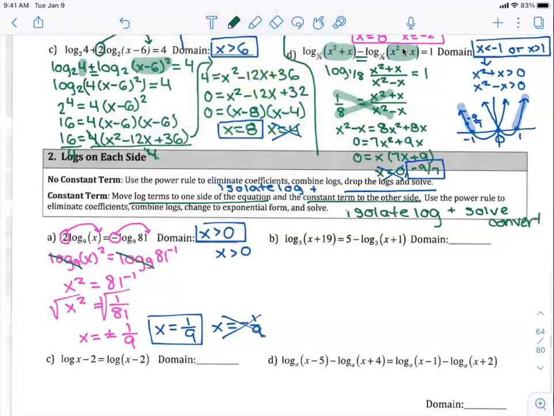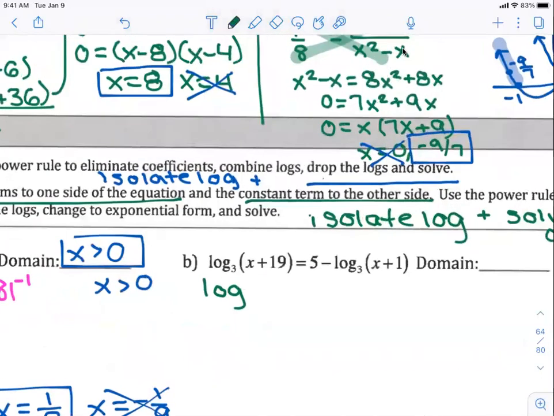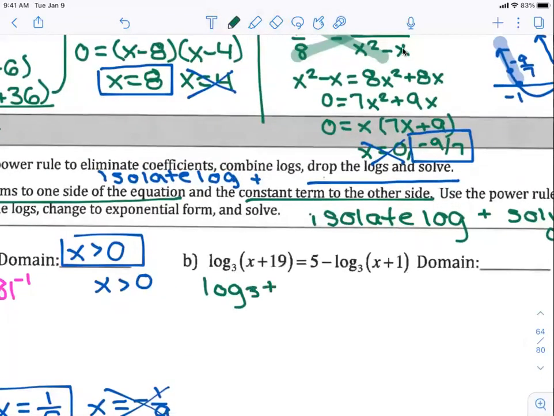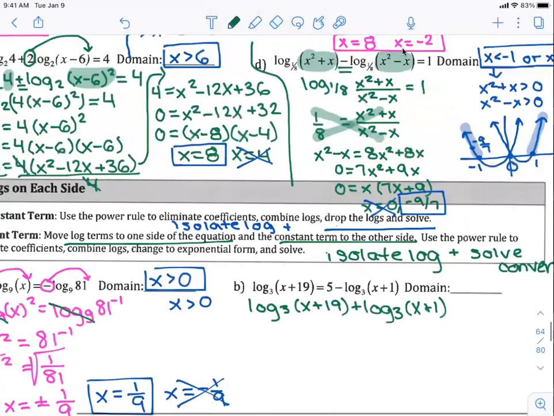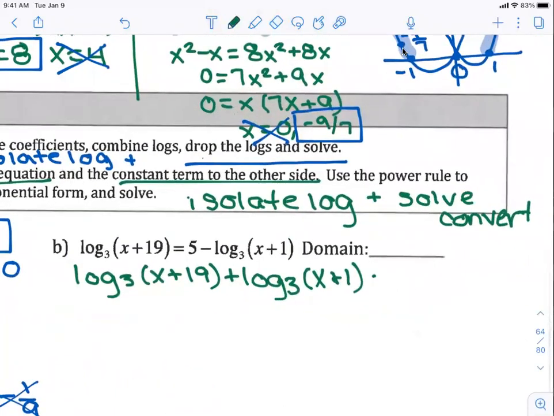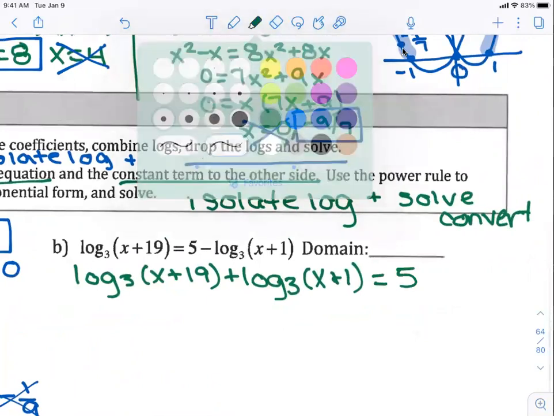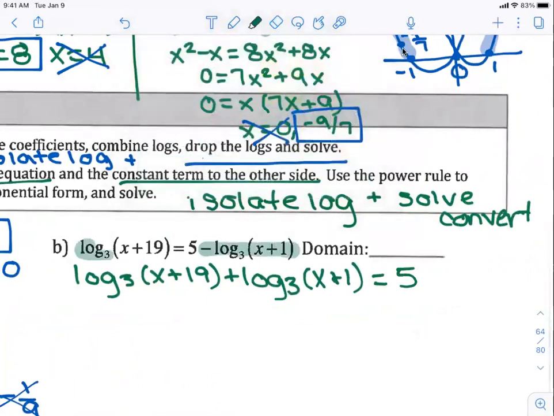So right now we have a log on the right side. I'm going to go ahead and move that to the left side. So log base 3, it's a minus on the right. So I'm going to add it to the left side. Oops, I forgot the input. X plus 19. So I'm going to say plus log base 3, x plus 1. And then I'm going to go ahead and say that that is going to be equal to 5. So again, all I did was I moved this over because I want the logs to be on the same side. Okay, so I added it over.